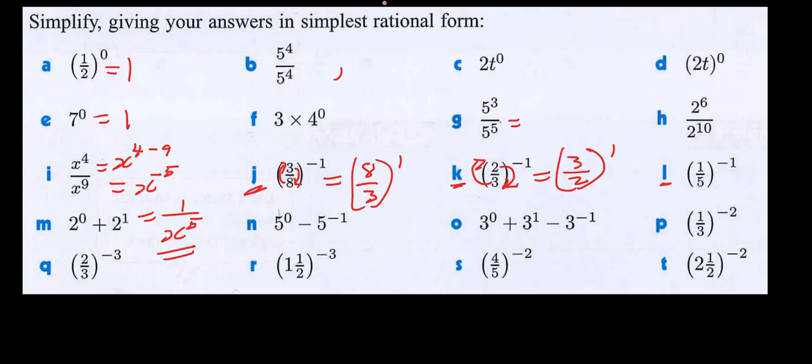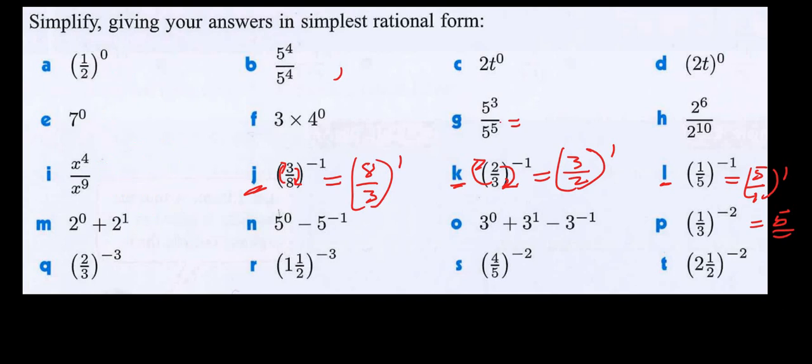All right, so question L. So we have 1 over 5 exponent negative 1. So like I said, switch it. So this will become 5 over 1, exponent 1. And 5 over 1 is the same thing as 5, exponent 1. And so your final answer there is 5. All right, so let's move on to question M.